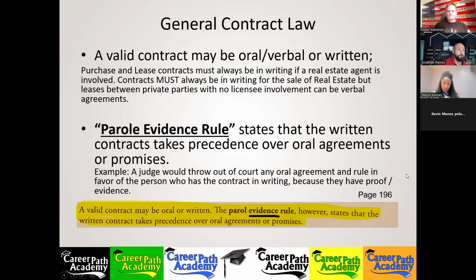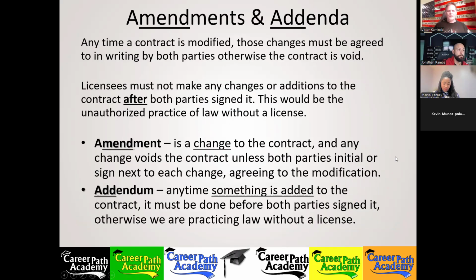All right. So, anytime a contract is modified or changed, those changes must be agreed to in writing by both parties, or otherwise the contract is voided. Okay, so licensees must not make any changes or additions to a contract after both parties have signed it. That would be engaging in the unauthorized practice of law.